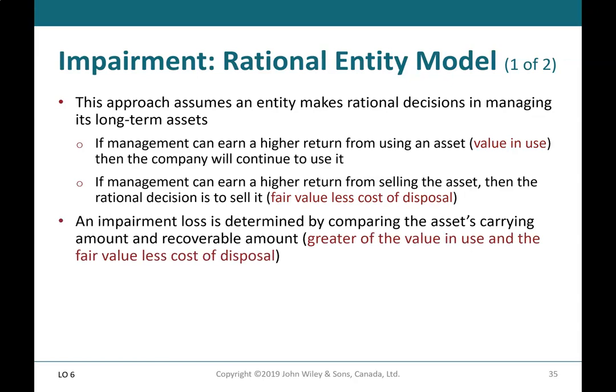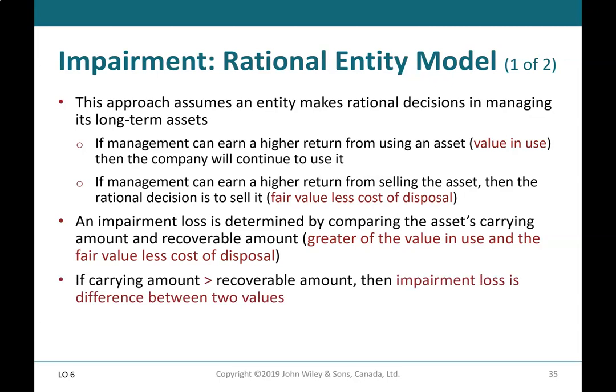An impairment loss is determined by comparing the asset's carrying amount and recoverable amount, the greater of the value in use and the fair value less cost of disposal. If the carrying amount is greater than the recoverable amount, then the impairment loss is the difference between the two values. This is used under IFRS.